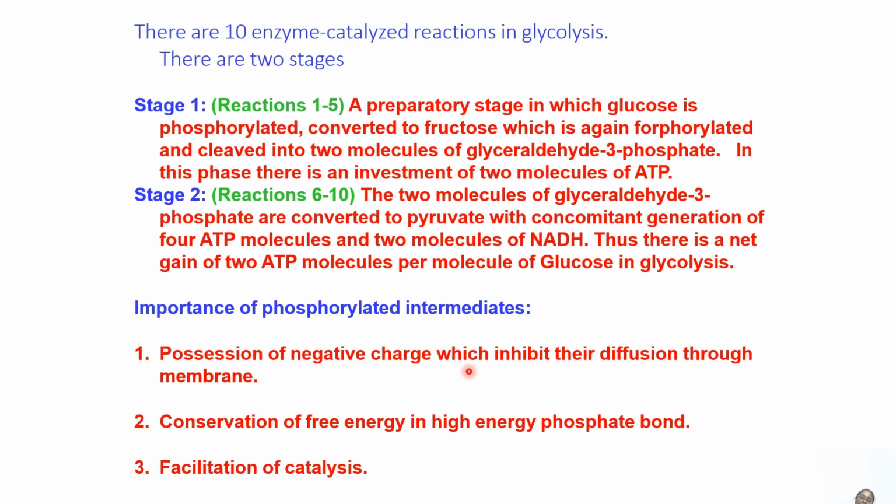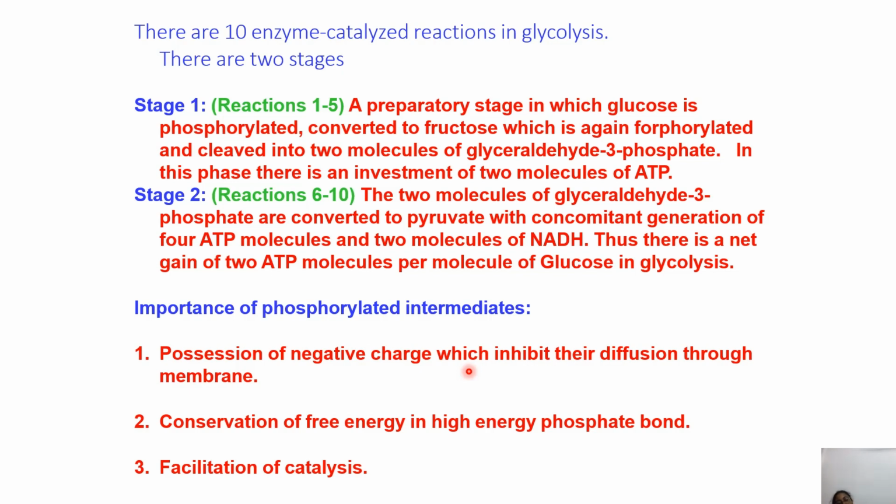Now there are 10 enzyme catalyzed reactions in glycolysis in 2 stages. Okay. So reactions 1 to 5 are a preparatory stage in which glucose is phosphorylated, converted to fructose, which is again phosphorylated, and cleaved into 2 molecules of glyceraldehyde 3-phosphate. In this stage, there is investment of 2 molecules of ATP. In stage 2, the 2 molecules of glyceraldehyde 3-phosphate are converted into pyruvate with concomitant generation of 4 ATP molecules and 2 molecules of NADH. So there is a net gain of 2 ATP molecules per molecule of glucose in glycolysis.